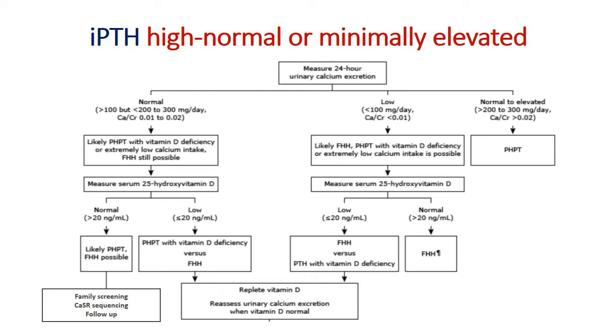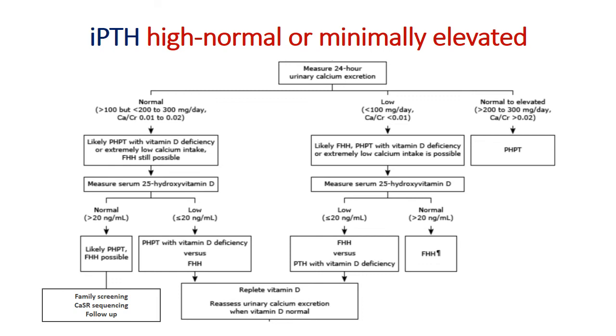The 24-hour urine calcium excretion is considered to be elevated if the total urine calcium excretion is more than 200 to 300 milligrams per day or the calcium creatinine ratio is more than 0.02. It is considered to be low if the calcium creatinine ratio is less than 0.01, and anything in between is considered to be normal calcium excretion. Now, if you get a high normal or slightly above normal iPTH and your 24-hour urine calcium excretion is high, you are dealing with primary hyperparathyroidism.